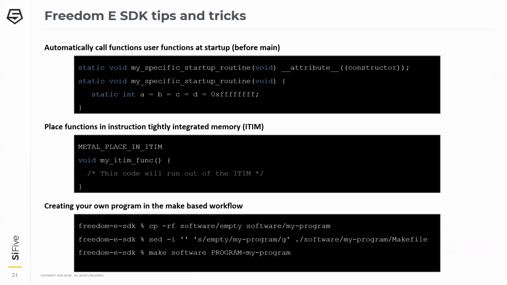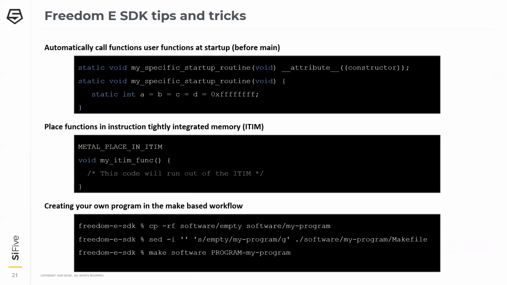Okay, one last tip, and I think we might cover this in the demo later. If you like the Freedom E SDK make-based command line workflow, you can create your own starting point and invoke all the same commands you just learned on your own program. In a terminal, using a copy command, recursively copy the folder empty and give it a new name in the software directory, my program in this case. That is the first command.